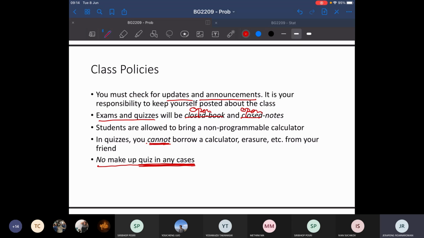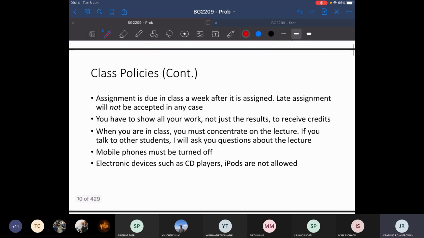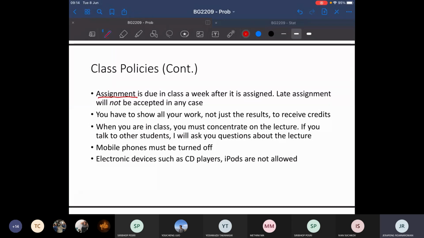Okay, then also one thing, you have to submit the assignment on time. So it's going to be 1 week if it is assigned. We have two types of assignment. One is called in class. This one is submitted on that day, within the day.